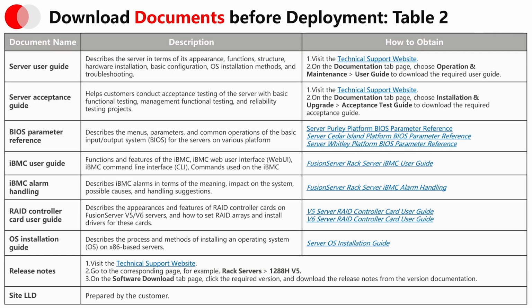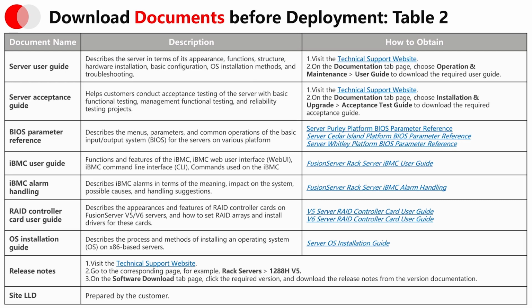Then we need to download documents such as the Server User Guide. This is a very comprehensive and practical guide that shows you the various aspects of a server, including the appearance, functions, basic configuration, OS installation method, and troubleshooting. That basically covers everything you need to know about the server and can be downloaded from the support site under the Operation and Maintenance section. Each server has its own version of the user guide.